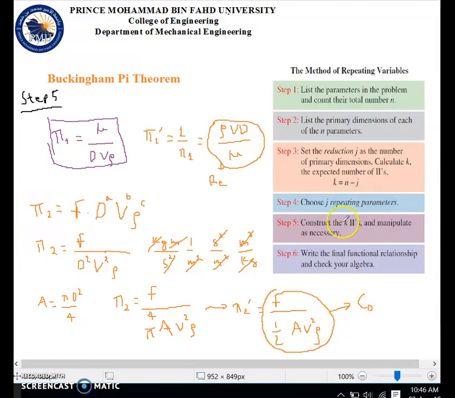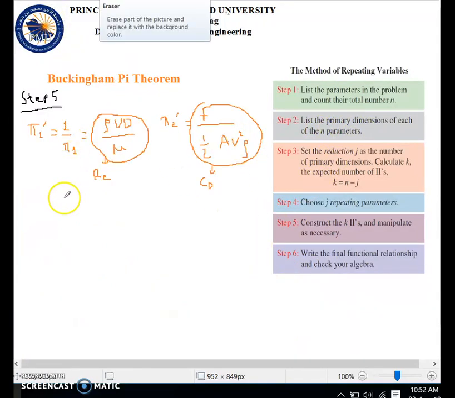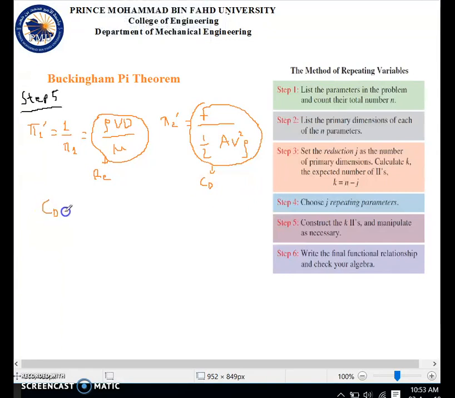So now we started from 5 parameters and we end up with 2 pi's. Which means that we can now describe the problem using only 2 pi's. And we can say that the drag coefficient is a function of the Reynolds number. And we can plot on one axis the drag coefficient and the other the Reynolds number, take data and describe our problem.